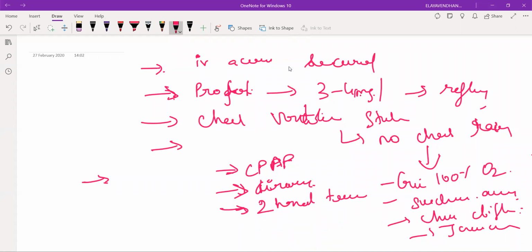Larson's maneuver. What is the purpose of Larson's maneuver? It is to relieve laryngospasm. Okay, there can be a laryngospasm. That's the most important thing they expect you to say.